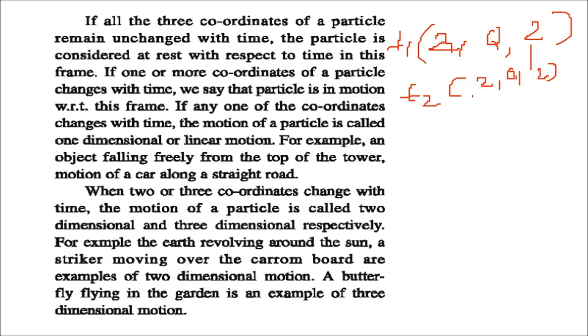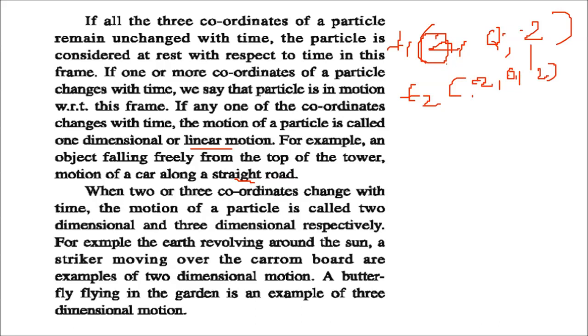If one or more coordinates of a particle change with time, then we say that the particle is actually moving. If any one coordinate changes with time, then we can say that it is in linear motion. When an object is in linear motion, only one of these positions changes, and the others remain the same. If we have an object falling freely from the top of a tower, or the motion of a car along a straight road, these are examples of linear motion.